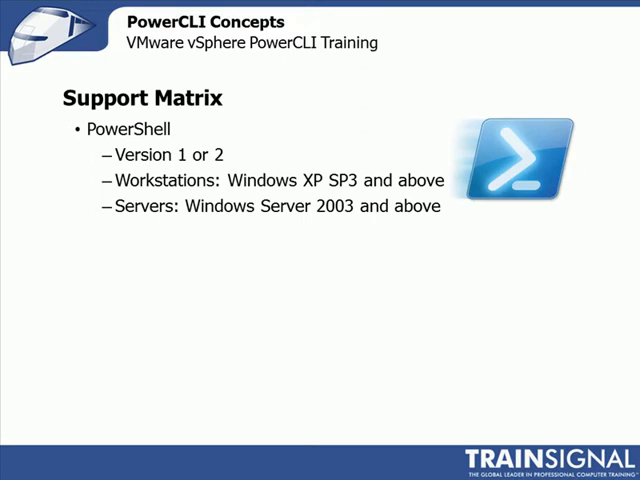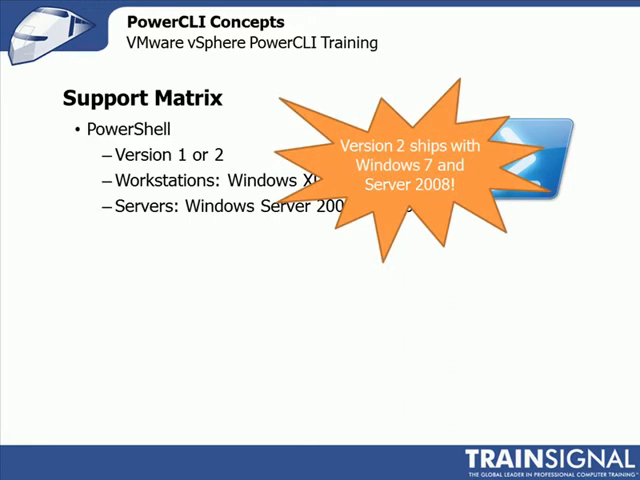Now, PowerCLI is based on PowerShell. PowerCLI supports PowerShell version 1 or version 2. On your workstations, you're going to need Windows XP SP3 or above, and on your servers, Windows Server 2003 and above. This is just talking about where you'll be running PowerCLI or PowerShell. Note that version 2 of PowerShell ships with Windows 7 and Server 2008.